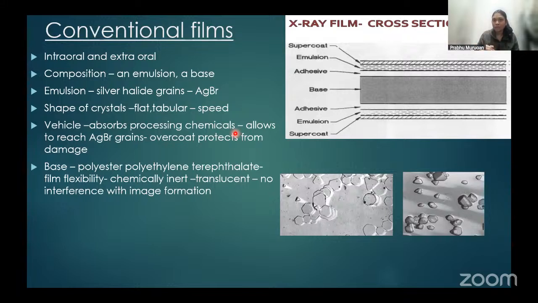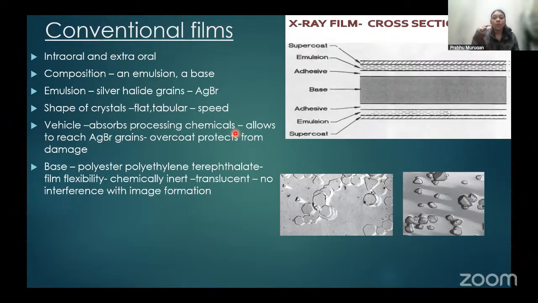Once after exposure, these silver halide grains will absorb the X-rays and all, right? It will give you the latent image. Then finally, it has to be processed. So this vehicle will tend to absorb the X-ray processing chemicals, help to develop the film, and also prevent it from any kind of external damage.